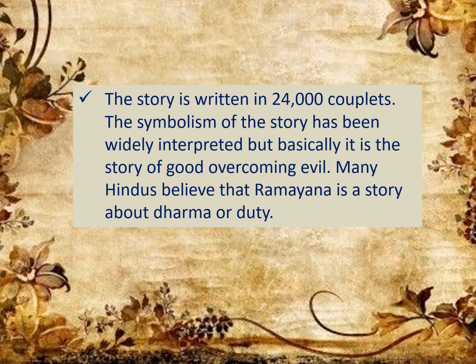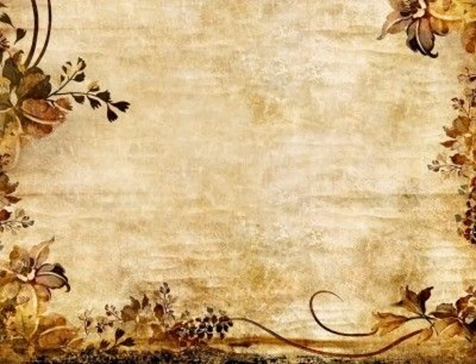The story is written in 24,000 couplets. The symbolism of the story has been widely interpreted, but basically it is the story of good overcoming evil. Many Hindus believe that the Ramayana is a story about dharma or duty.